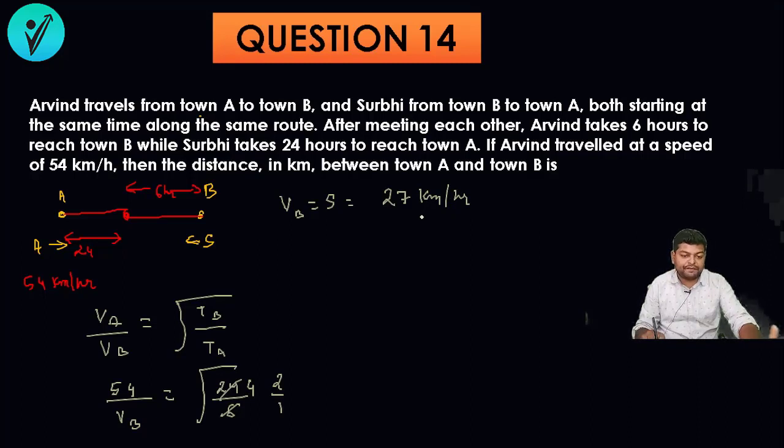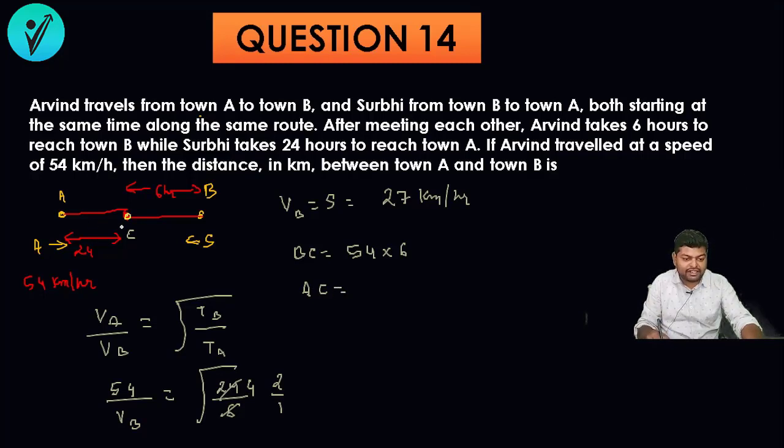Okay, so now we have the speed of Arvind, we have the speed of Surbhi as well. So what we have to find? The distance between A and B. Okay, so first of all, let's find this distance. Now this distance is travelled by Arvind in 6 hours, and what is the speed of Arvind? It is 54 kilometers per hour. So if suppose I name the meeting point as C, can we say that the distance BC will be what? Distance BC will be time taken by Arvind and speed of Arvind, so it will be 54 into 6. Similarly, distance AC will be what?